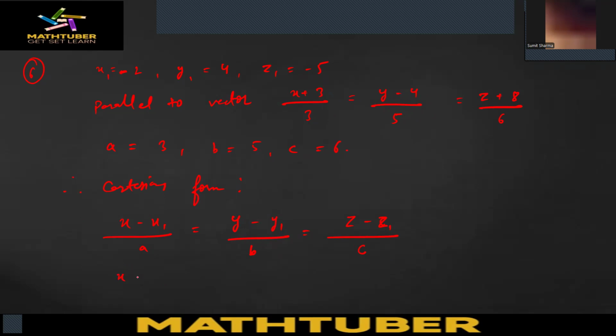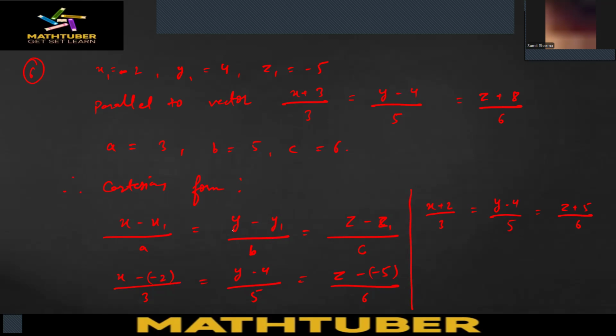So now if we put the values here, this will be (x minus minus 2) upon 3, (y minus 4) upon 5, and (z minus minus 5) upon 6. And if we solve it, you'll get (x plus 2) upon 3 is equal to (y minus 4) upon 5 is equal to (z plus 5) upon 6. And that will be your answer. This is the Cartesian form for the equation.